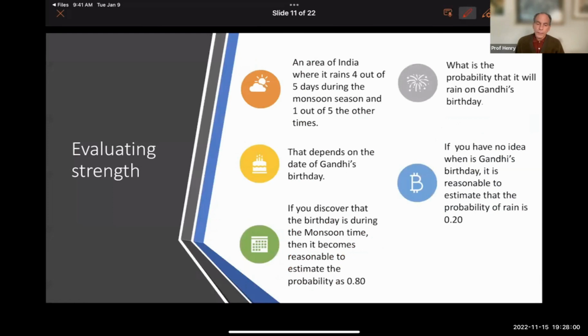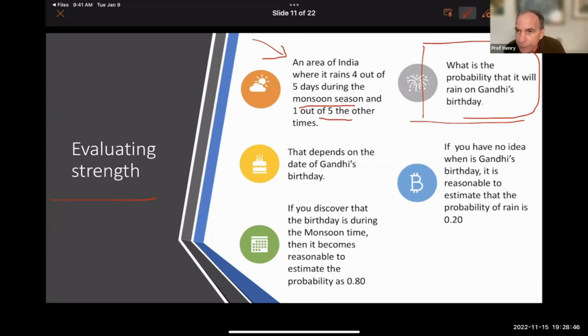Okay, so here's an example, evaluating strength. In a certain area of India, it rains 4 out of 5 days during the monsoon season and 1 out of 5 the other times. Okay. Now, what is the probability that it will rain on Gandhi's birthday? What could you say is the probability? What's the least that you could say?